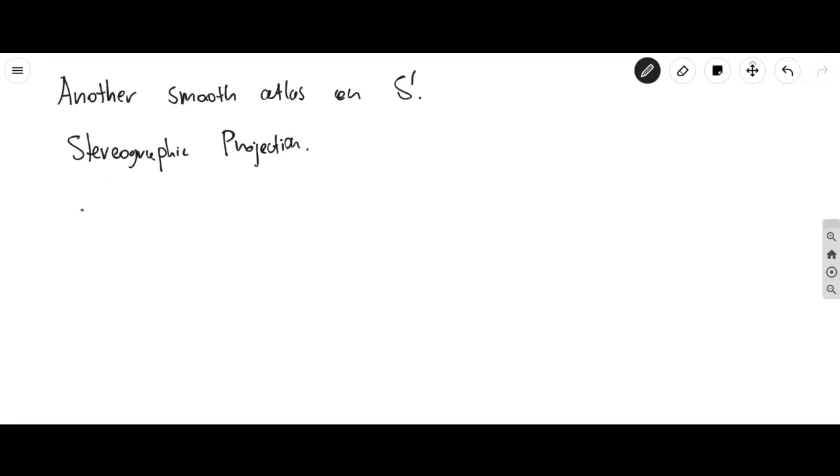You're going to define a map. Let's call it Fn. N stands for the North Pole. And this one's actually going to go all the way from R into S1. And I'll just draw you a picture. So this is S1, okay?